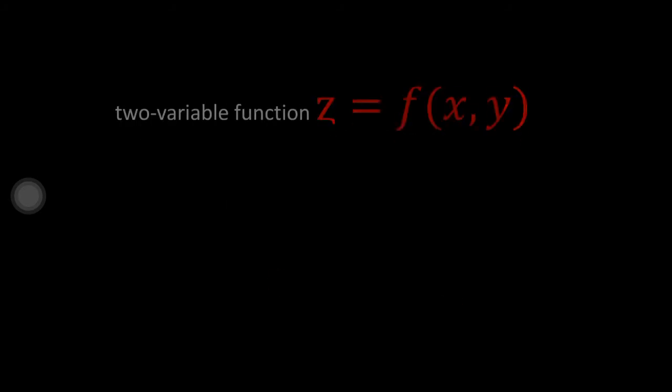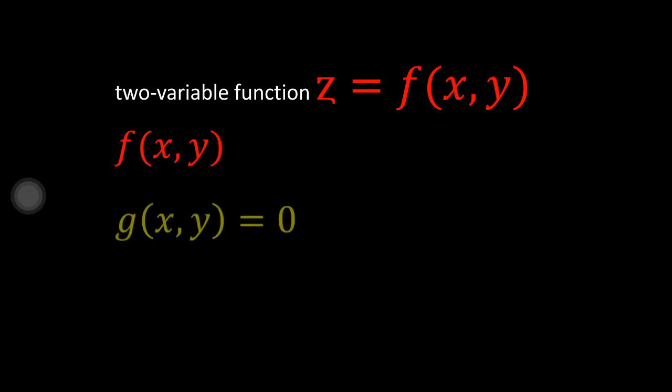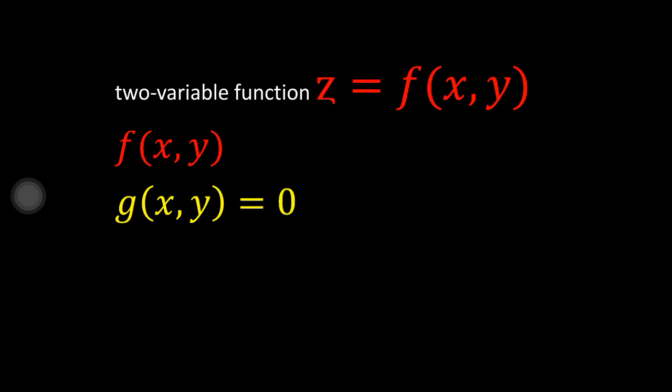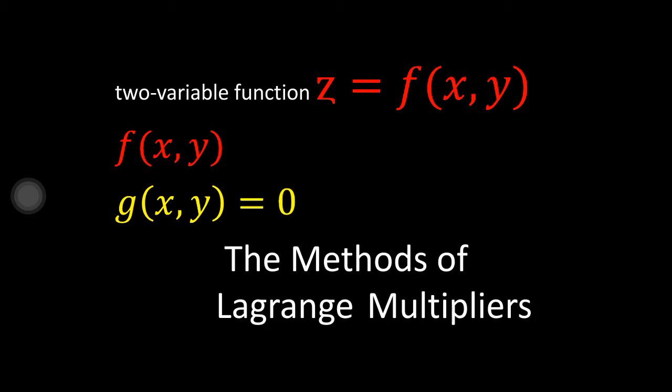Constraint optimization. Constraint optimization is a method used to determine the maximum and minimum values on a surface represented by a two-variable function z is equal to f of x and y. To find the maximum or minimum value of f of x and y subject to the constraint g of x and y is equal to 0, we're gonna use the method of Lagrange multipliers.